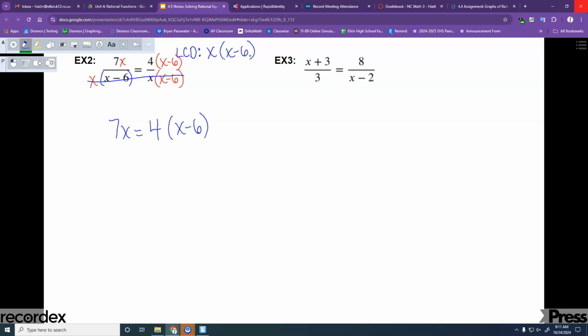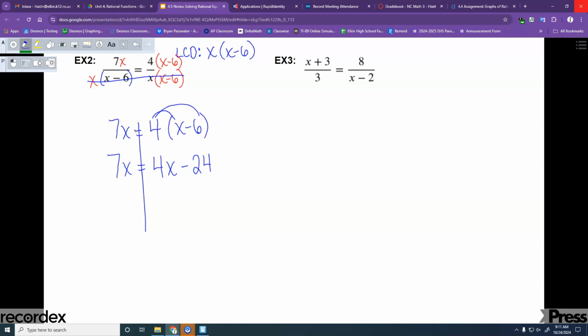So, Alex, what would I do to solve this? That 4 is right beside the parentheses, which means it's multiplied, so I can't subtract it. All right, Angel's doing this. What's that called? Distribute. We can distribute the 4. So 7x equals 4x minus 24. Okay, we got 2 more steps. This is a basic equation, right?